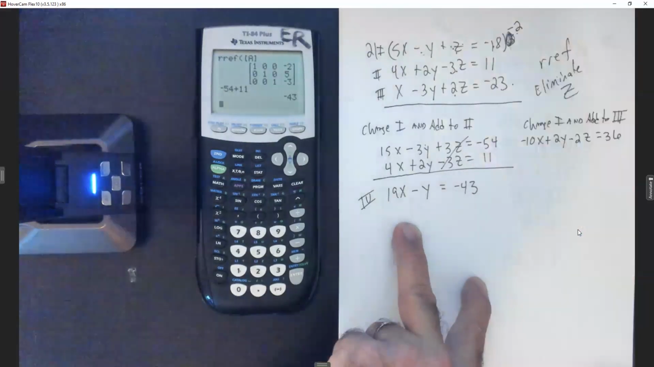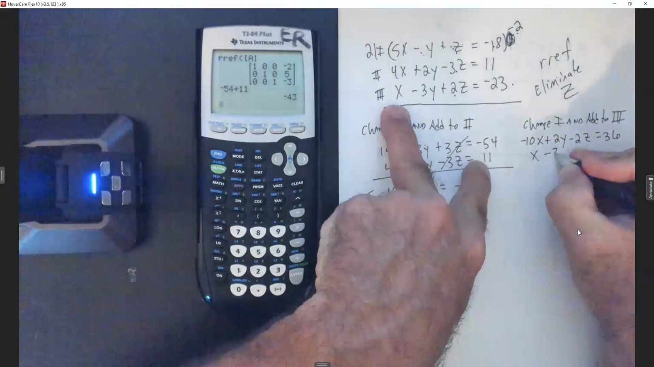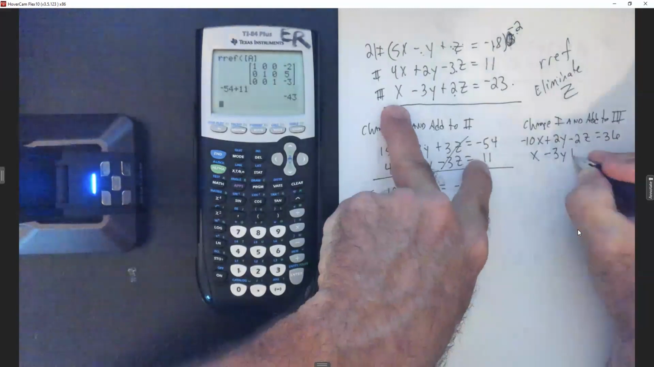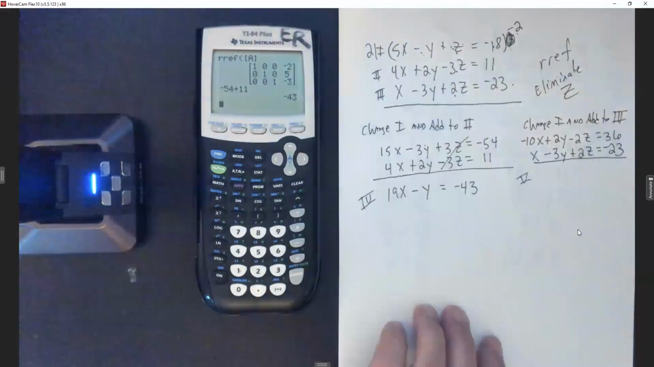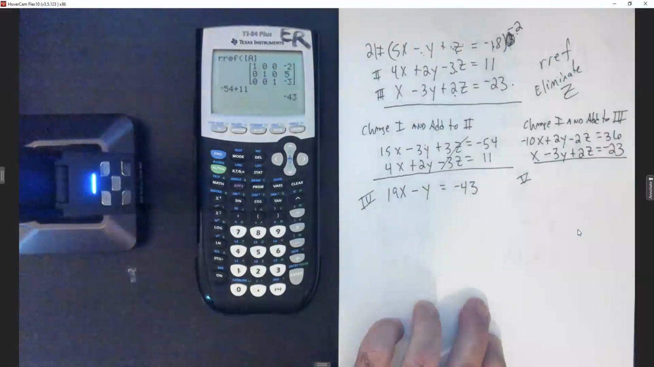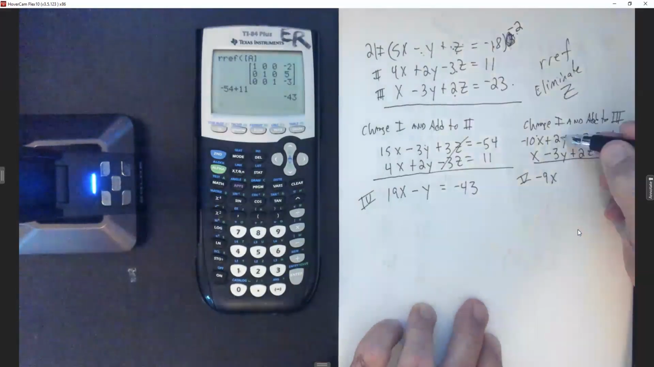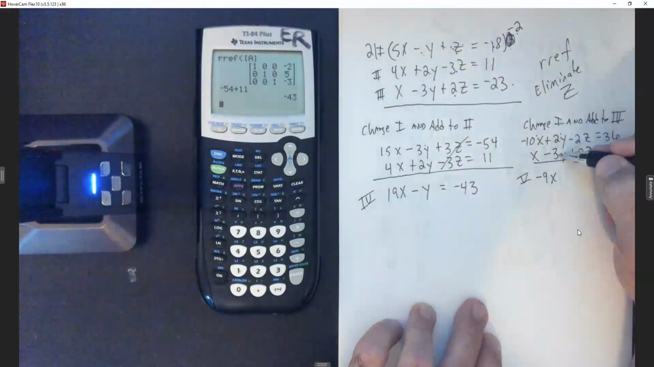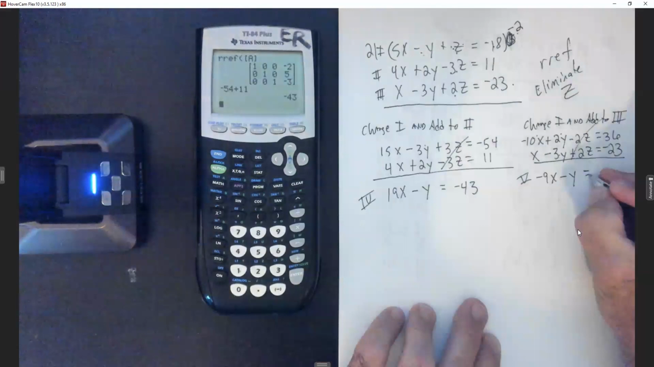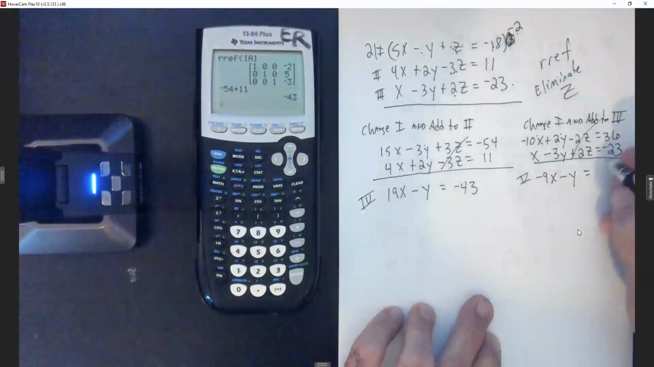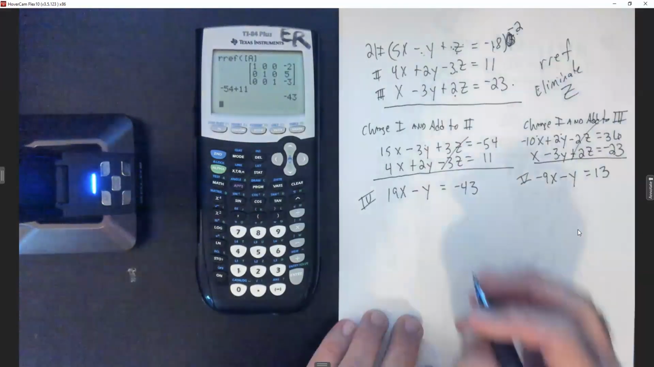So I changed row 1. I'm now going to add to row 3, which was x minus 3y plus 2z equal negative 23. When I get done, that'll be my row 5. All right, so here we go. Negative 10 and 1 is a negative 9x. 2y and negative 3y is a negative 1y. The z's canceled. And 36 and negative 23 give me what? A positive 13. So what you would do is put these 2 rows together.